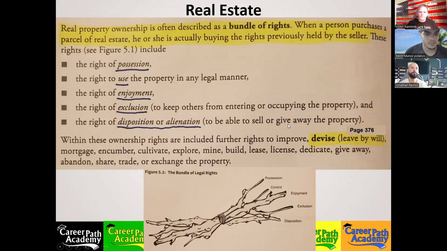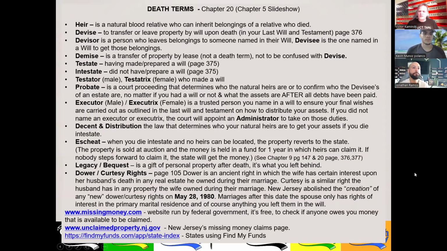All right. So I put together this page of death terms for you. These terms are also in chapter 20. So that's why we're going to go to chapter 20 after this chapter. And after 5, we're going to go to 20. Then we're going to come back to 6. But here in chapter 5, I got this list, and I also have this same slide in chapter 20. Let's run it down real quick.